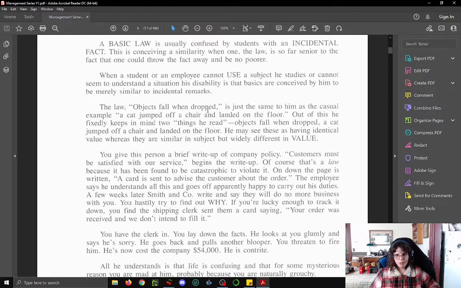The law, objects fall when dropped, is just the same to him as the casual example, a cat jumped off a chair and landed on the floor. The cat fell when it went down, when it dropped, but those both refer to gravity. These two are not the same for obvious reasons. Out of this, he fixedly keeps in mind two things he read. You may see these as having identical value, whereas they're similar in subject but widely different in value. If you see these having identical value, you may have a mental instability.